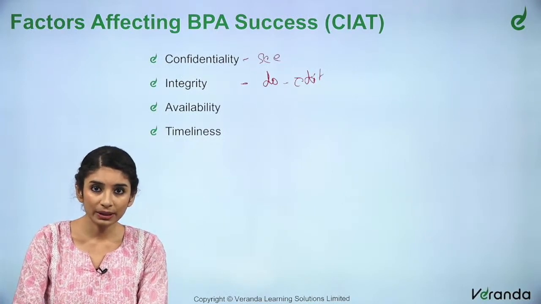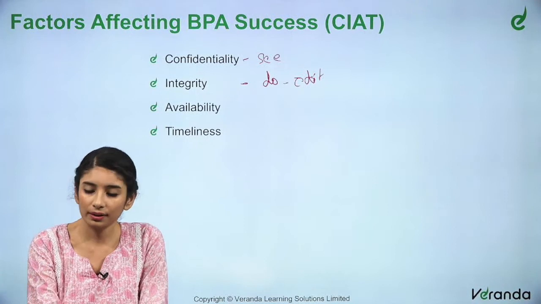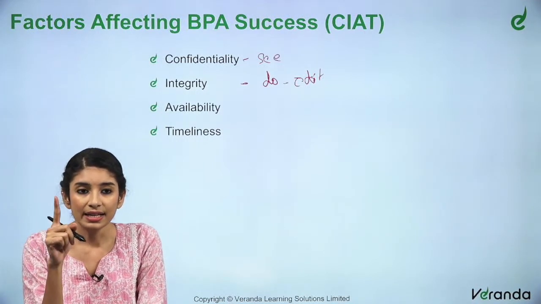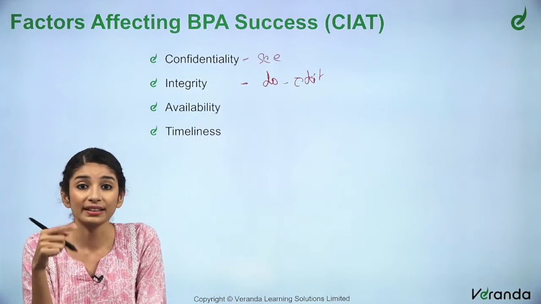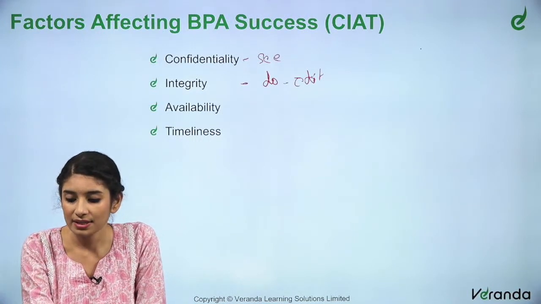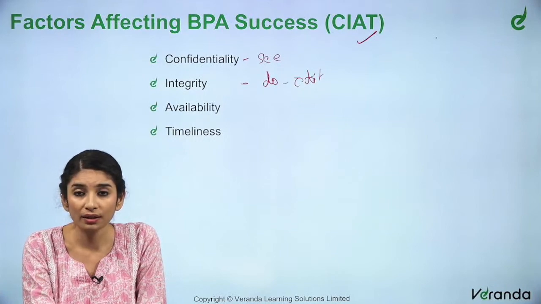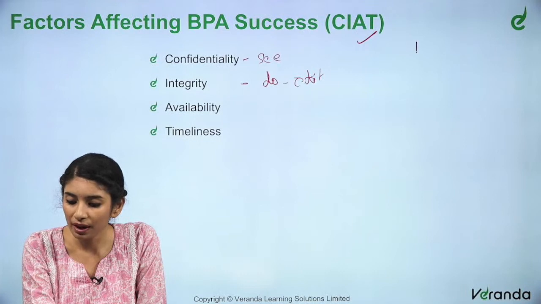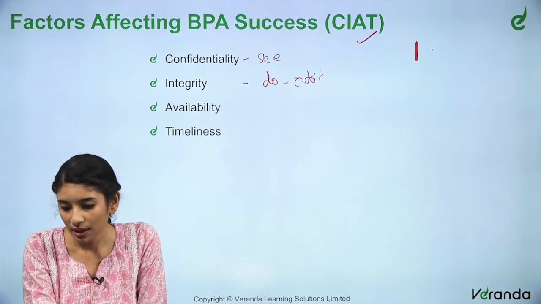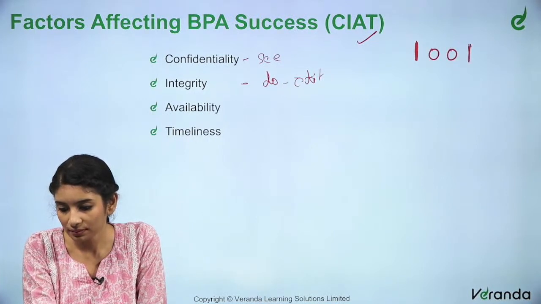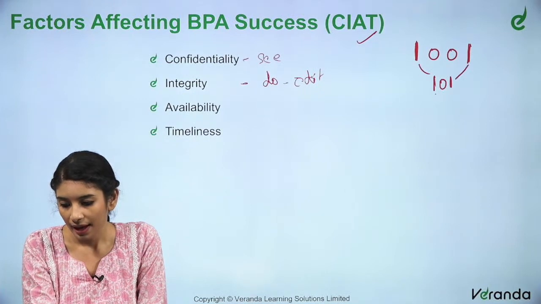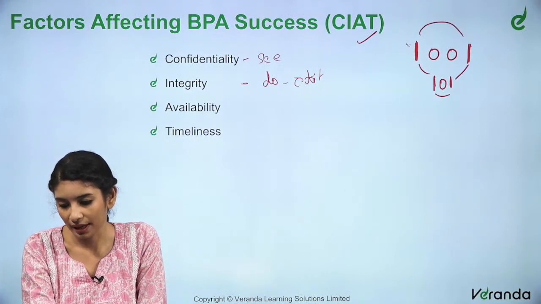Please mark a caution symbol here because you need to remember that CIAT is the key for this question: factors affecting BPA success. CIAT. So how are you going to mark? Questions where you have to be extra careful, you mark with a skull symbol, let me teach you. So I have 1, 0, 0, 1 and then 1, 0, 1, and I link it together.